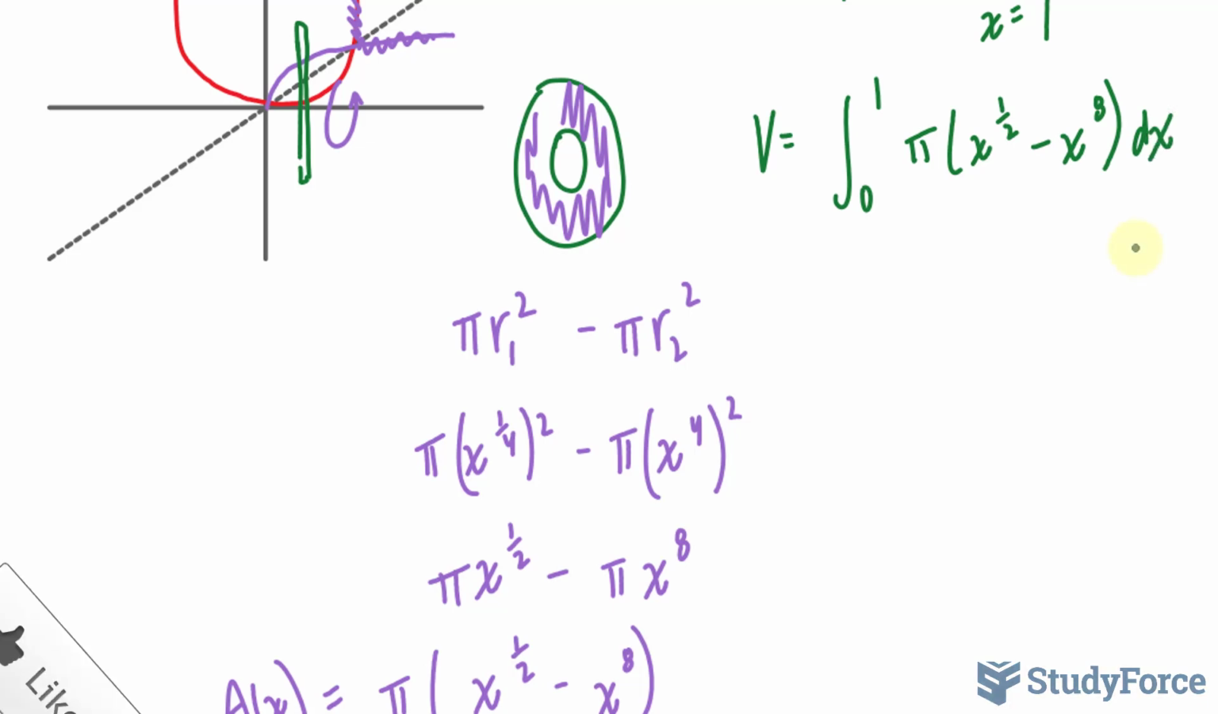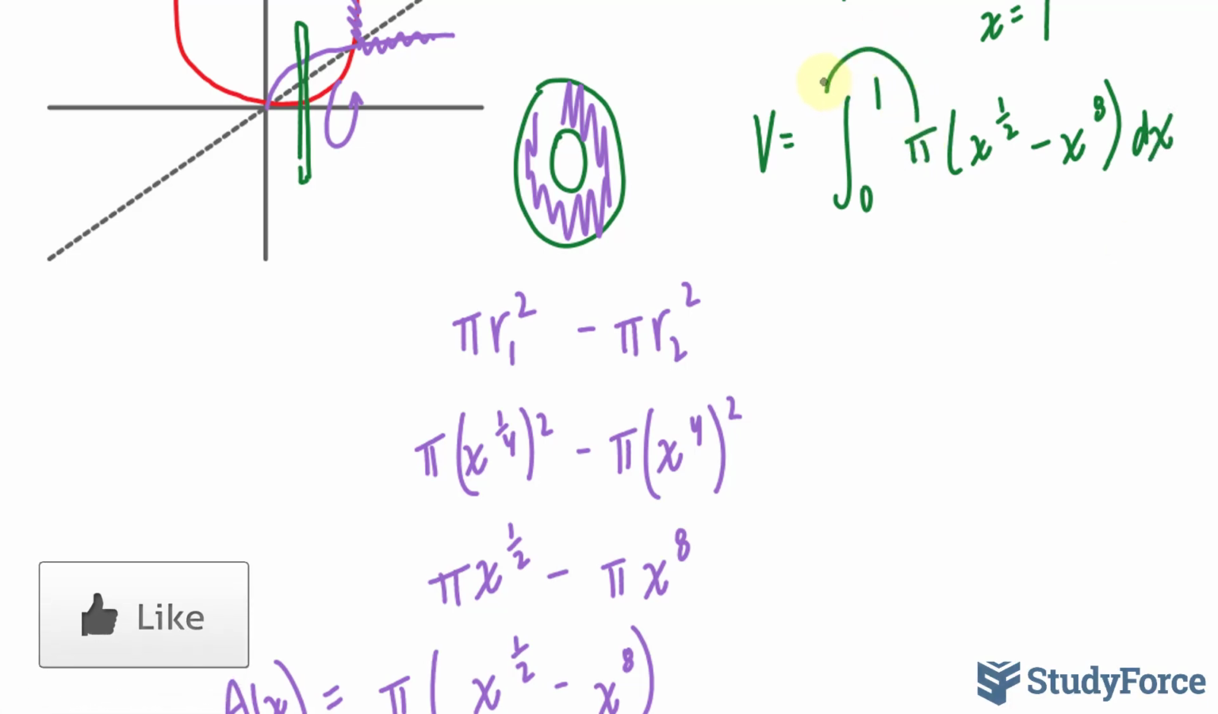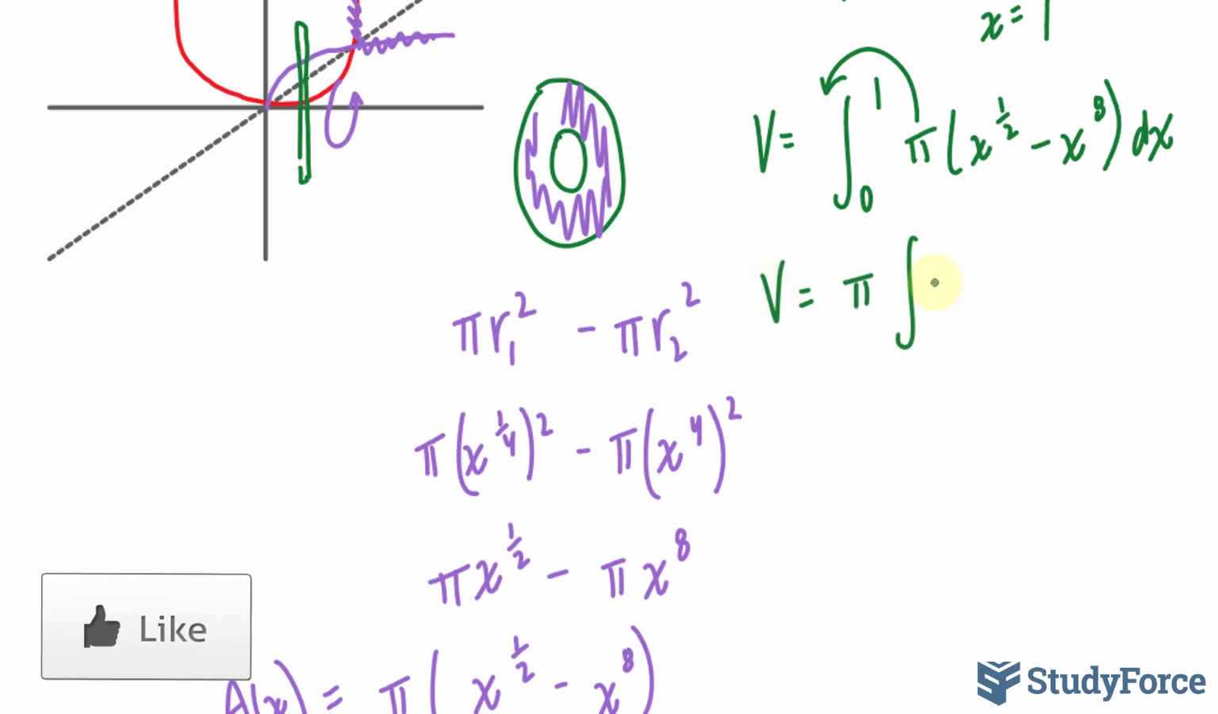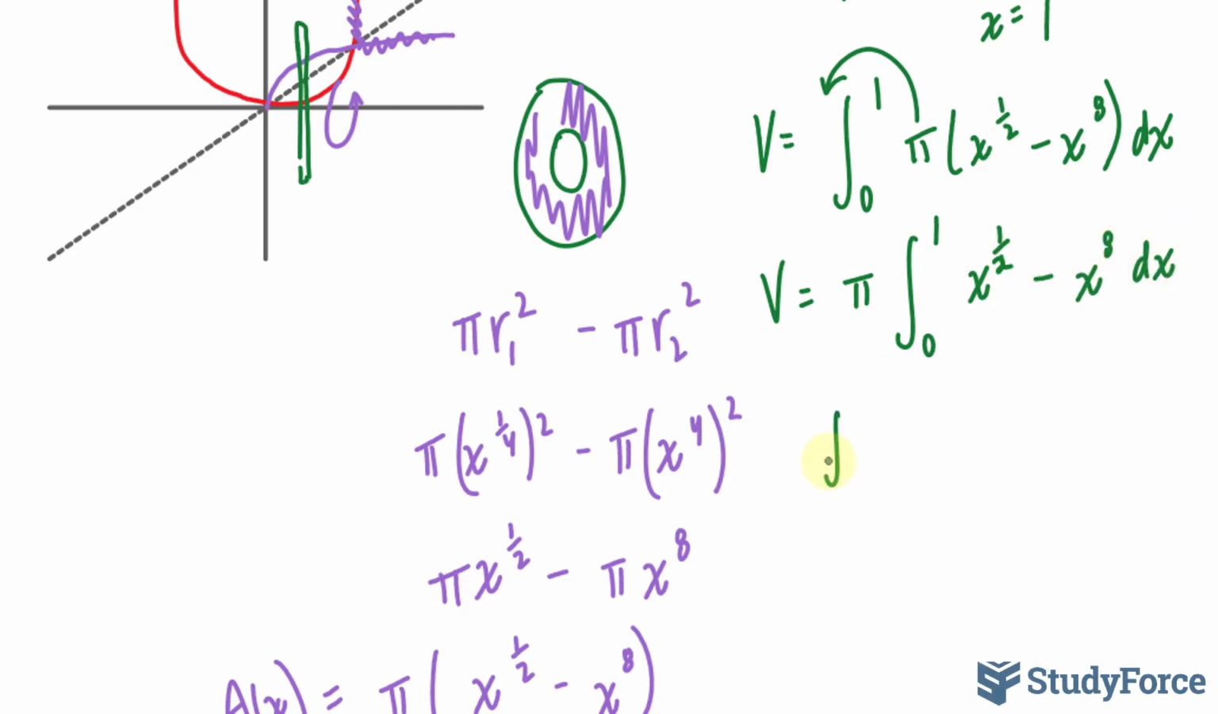From here it's not hard. First we can take this pi out of the integral and worry about it later. We need to find the integral of x to the power of half and the integral of x to the power of 8. The integral of x to the power of half is 2 times x to the power of 3 over 2, over 3. So we just found the integral of this. Now we can find the integral of that, which is easy to do.